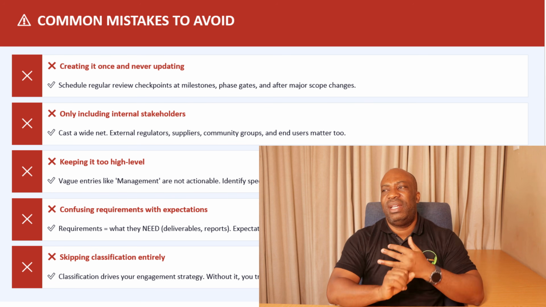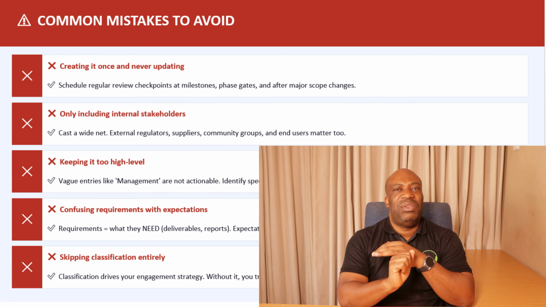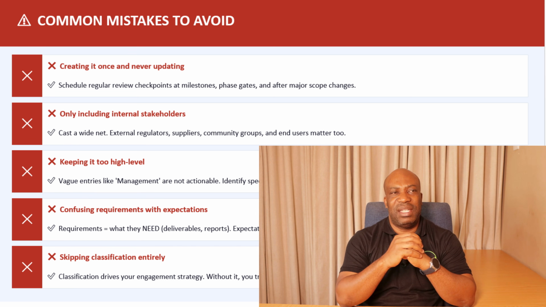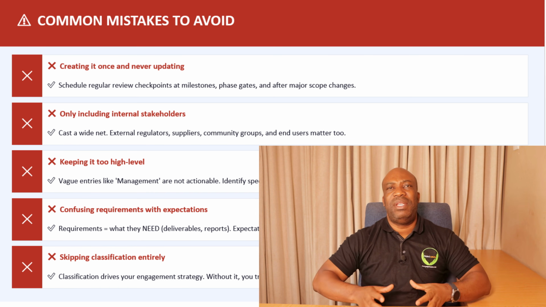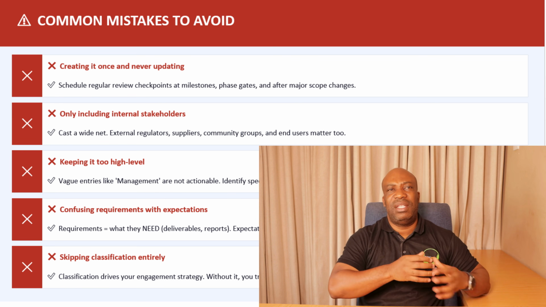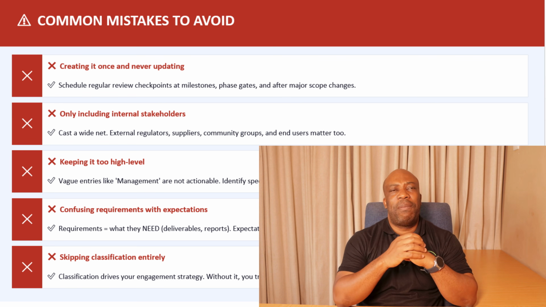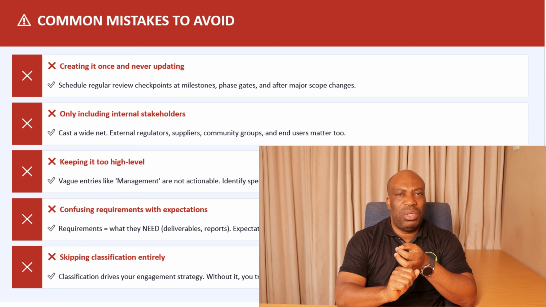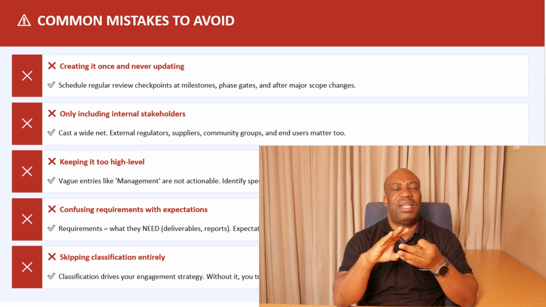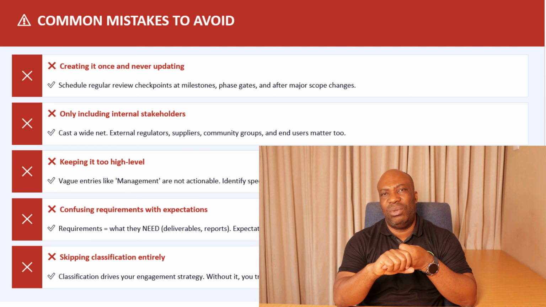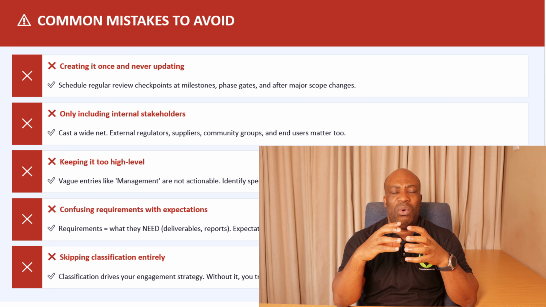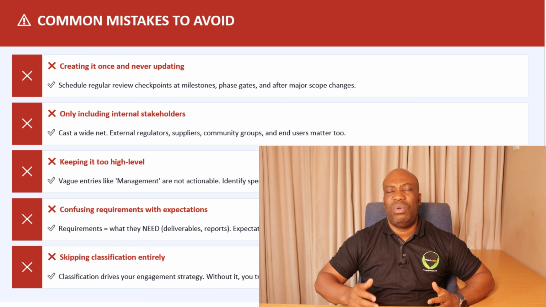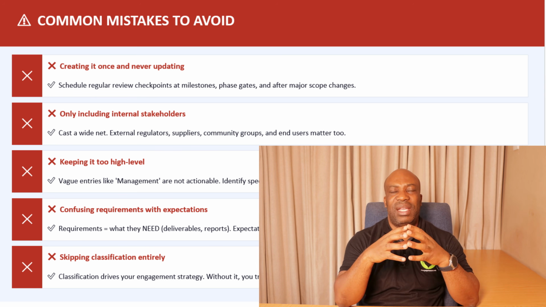So the first one is you create it once and you never update it. I can tell you that's one of the biggest mistakes I've seen in so many project managers. They claim to be very busy and they don't have more time to update the stakeholder register. That is not proper. It will affect how you collect your requirements. It will also affect how you're going to do your communication. It will also affect how you're going to engage your stakeholders. So always be updating the stakeholder register from the beginning all the way up to the end of the project. Don't do it once and then forget about it.